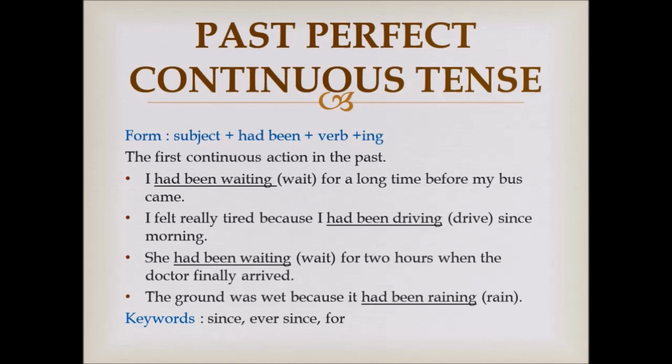Next example, she had been waiting for 2 hours when the doctors finally arrived. The ground was wet because it had been raining. So the first action is raining. Only because of raining the ground got wet. So you are using past perfect continuous tense for the first action, and for the second one you are using past tense. So the keywords are since, ever since, and for. The most common keywords for all perfect continuous tenses are since, ever since, and for.